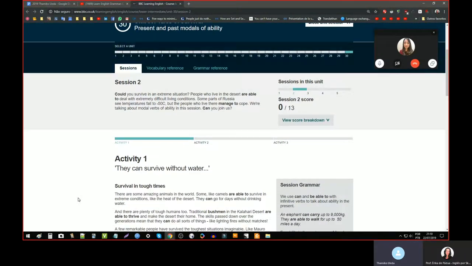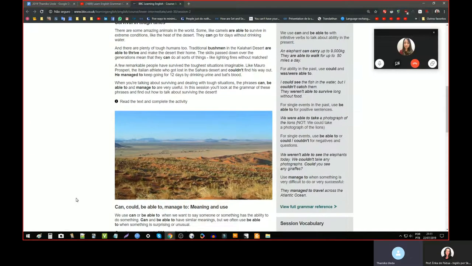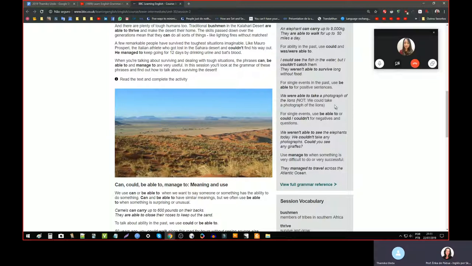Can we use for abilities? I think be able to we can use for ability too. And sometimes we use it with will or would: will be able to, would be able to. And we use be able to instead of could in affirmative, positive sentences, and for past single events. Like in this case here: we were able to take a photograph of the lions, not we could take. We were able to. And it was new for me.